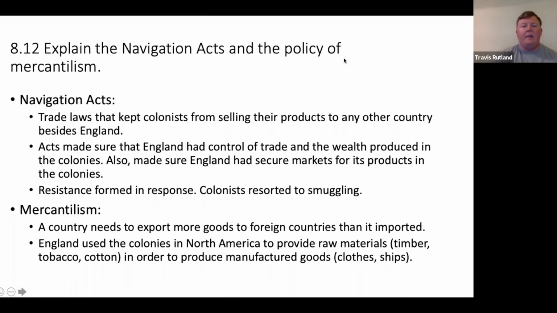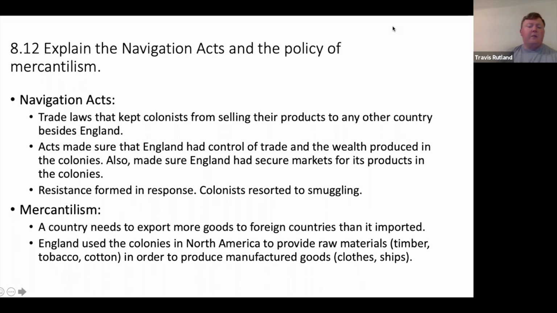All right. And the last one for this video, 8.12, we're going to explain the Navigation Acts and the policy of mercantilism. So the Navigation Acts were trade laws that kept colonists from selling their products to any other country besides England. These acts made sure that England had control of trade and the wealth produced in the colonies. It also made sure that England had secure markets for its products in the colonies. But resistance soon formed in response, and colonists resorted to smuggling or bringing in goods illegally.